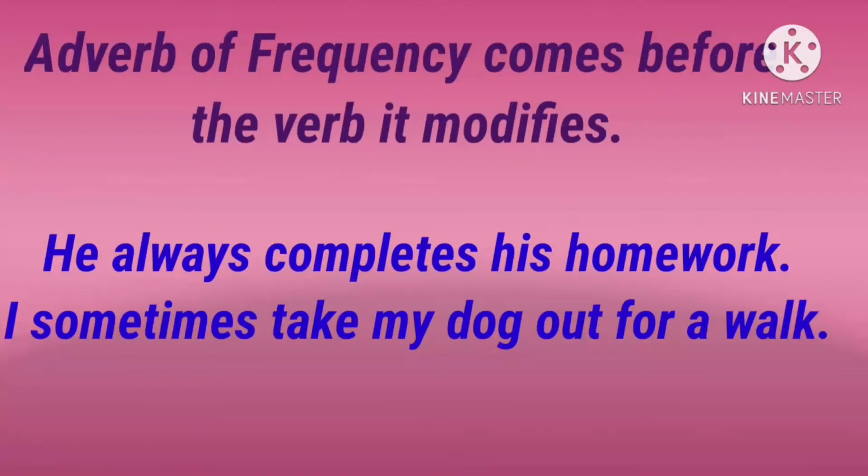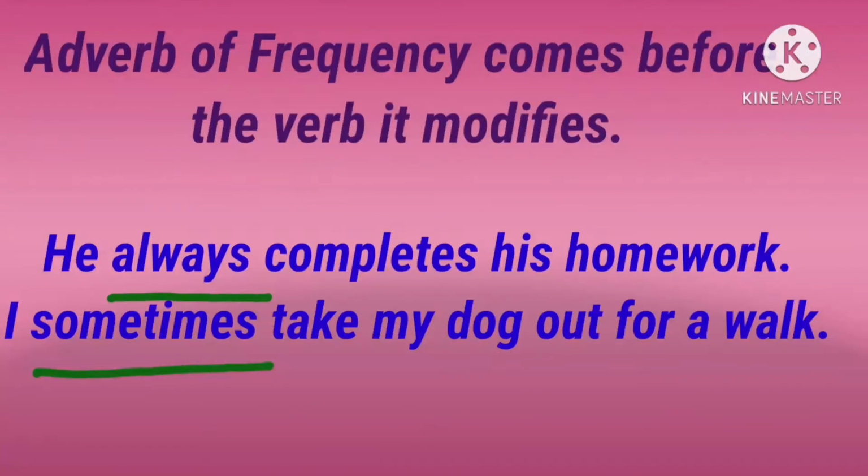An adverb of frequency comes before the verb it modifies. Example, he always completes his homework. Here, which is the verb? Completes. The adverb is always, an adverb of frequency. So an adverb of frequency comes before the verb it modifies.